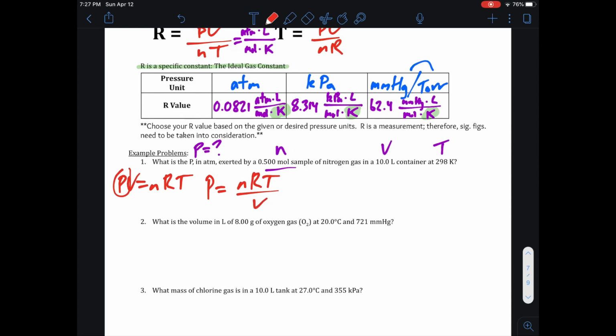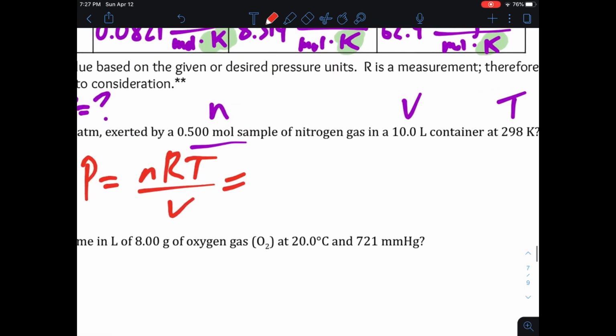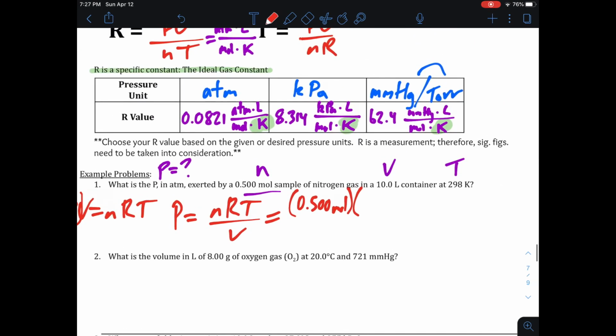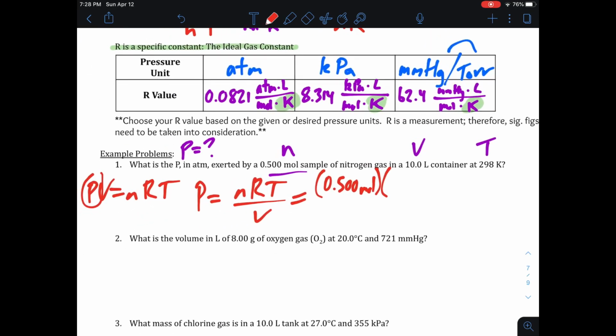There's really no need to memorize these equations. If you know PV equals nRT, you can solve for whatever one you need. And since we have the units that we need, let's just plug in our values. Starting with n, I would like you to show units. 0.500 moles. For R value, well, what pressure are we solving for? Because there's three different R values. Are we solving for atmospheres, kilopascals, or one of these two? It says in the problem right here, in atmospheres.